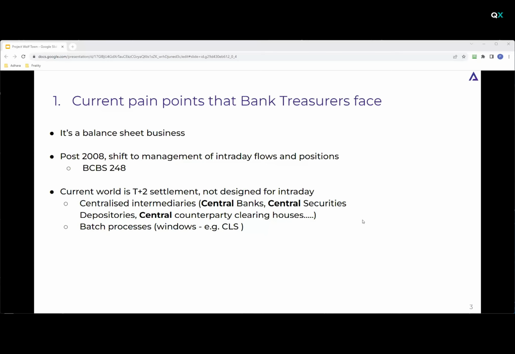So while many banks have got a pretty good handle now on monitoring their flows, it's difficult to manage their flows. And basically it comes down to the fact that there are three basic problems, or two basic problems really. One is that there are a number of centralized intermediaries, so whether they're central banks, central securities depositories, CCPs, and then there's obviously batch windows, batch processes or window-based processes like the way the CLS does FX settlement. So it's very difficult for banks to then manage their intraday flows and their intraday positions, and that's the major pain point.